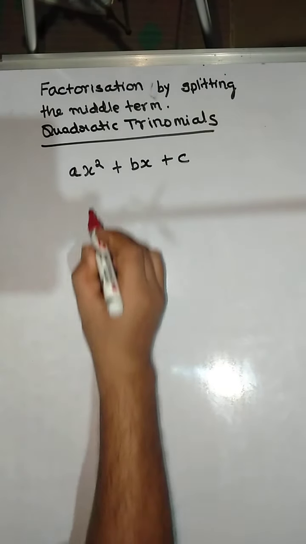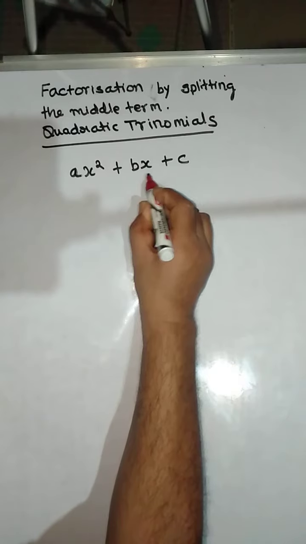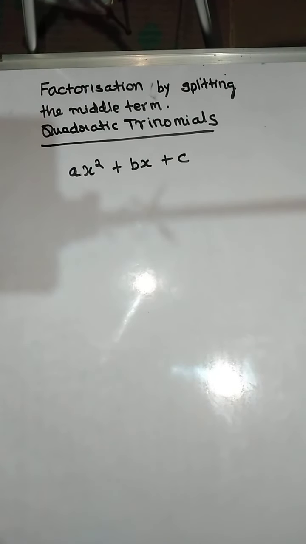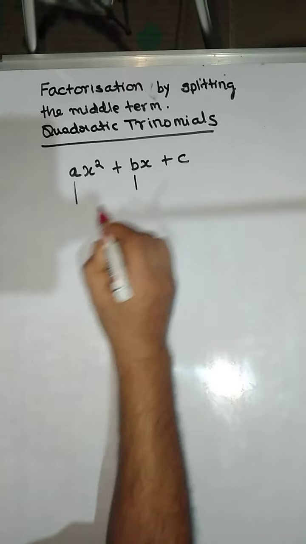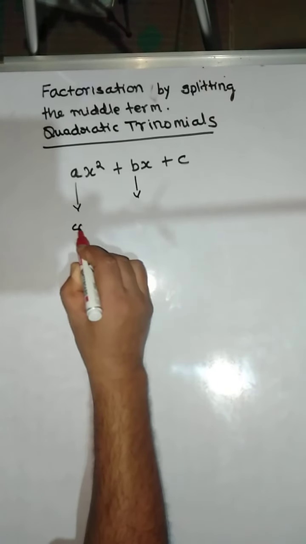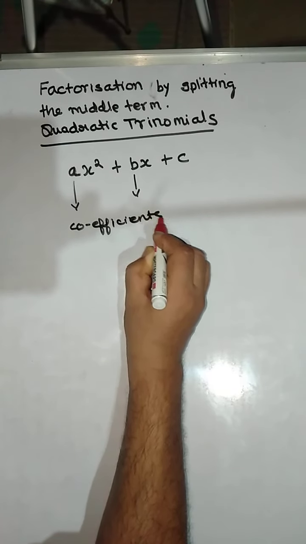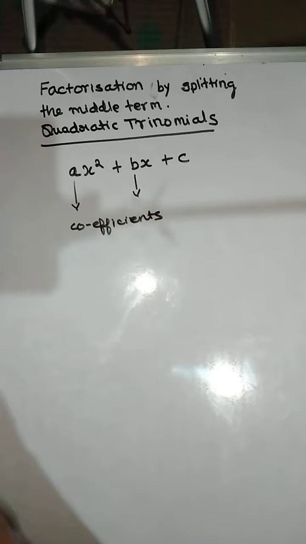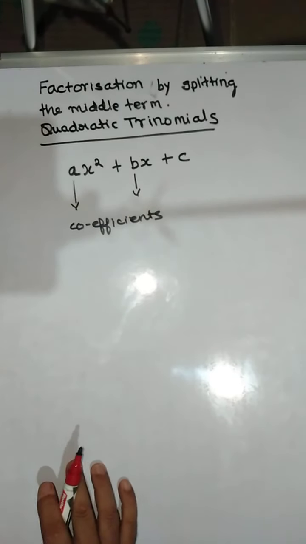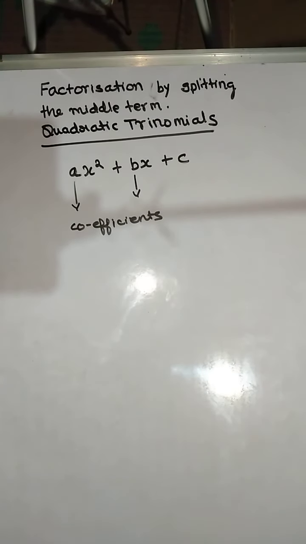This is a quadratic trinomial. And you have two variables in x, which is this one and this one, x square and x. And then you have a c, which is called a constant because you will have only a number here. So in this context, a and b are called coefficients. a is the coefficient of x squared and b is the coefficient of x. So that is the form of a quadratic trinomial.